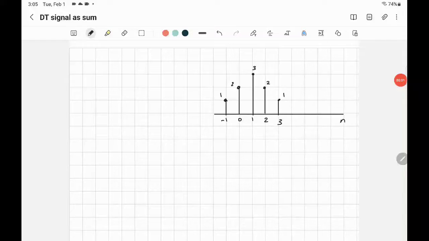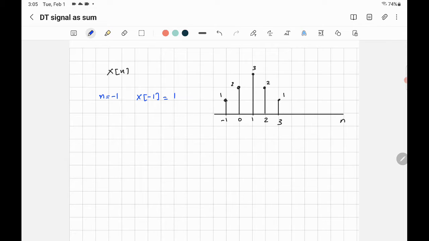Hi, in this video we are going to learn how to express a discrete time signal x of n as a sum of pulses with different amplitude. Well, first, how can you express this pulse, the one to the left? It's equal to 1, right? So you say that when n is equal to -1, x of -1 is equal to 1.